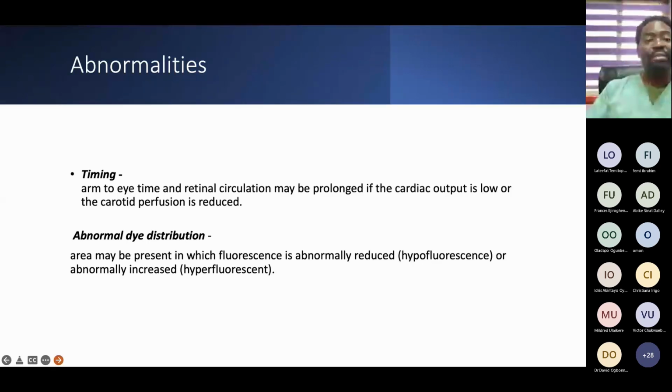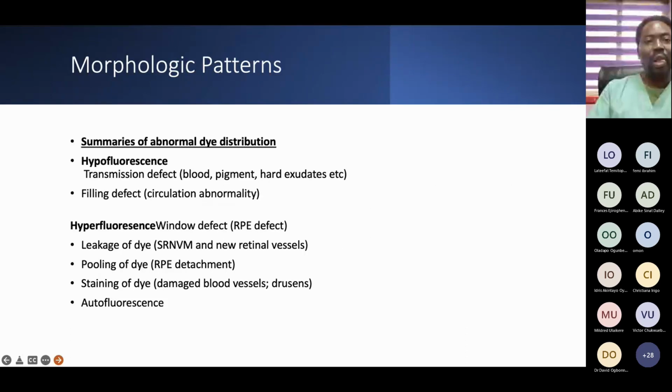So we look at abnormalities in time. That's the time it takes for it to move from the point of injection into the eye, and we'll also look at the morphologic distribution, as we have said. Looking at morphologic patterns is very important. I said there are basically two abnormal morphologic patterns. One is hypofluorescence, and one is hyperfluorescence. Hypofluorescence is caused by blood, pigment or hard exudates, or where there's a filling defect, that is, there's a circulation abnormality, a place where the dye cannot get to, although it is supposed to get there.